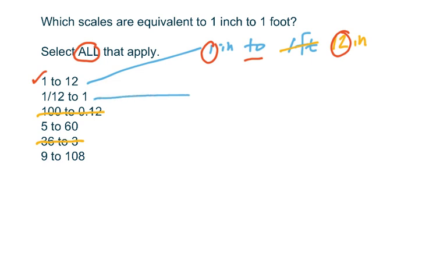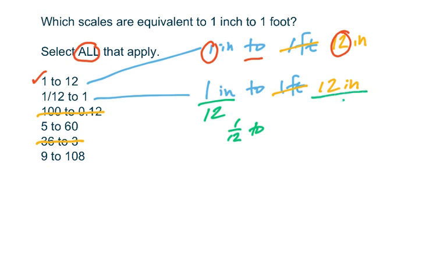To do the next one, 1 inch to 1 foot, this is where I'll begin. I will replace the 1 foot with 12 inches so that they're in the same units. And then for this one, I'm going to divide by 12. So if I divide this one by 12, I'll have 1/12, 2. And then if I divide this by 12, because you want to do the same thing to both, this gives me 1. So again, I end up with a relationship of 1/12 to 1, starting from 1 inch to 1 foot. So this one is also equivalent.